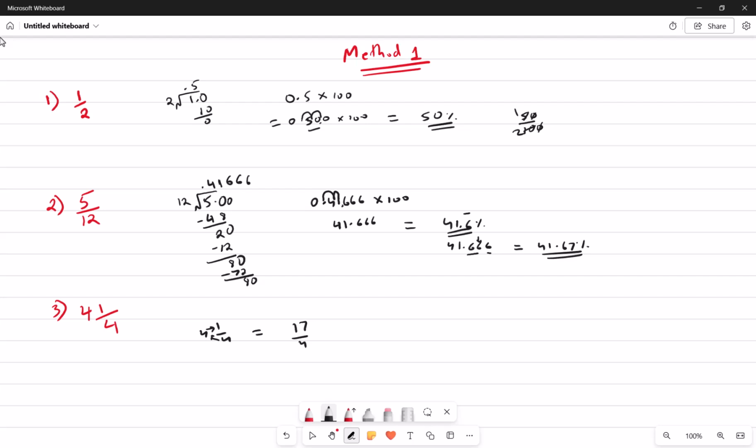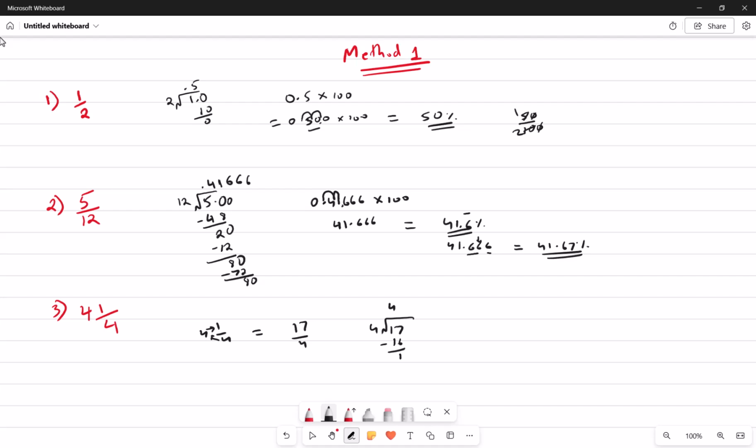Okay, now let's do the same step. Let's convert this to a decimal. So we have 17 out of 4. 4 times 3 is 12. 4 times 4 is 16. 4 times 5 is 20. So we don't need 5 because it's greater than this number. So 4 times 4 is 16. Let's subtract this. We get a 1 here. Okay, so we get 1.